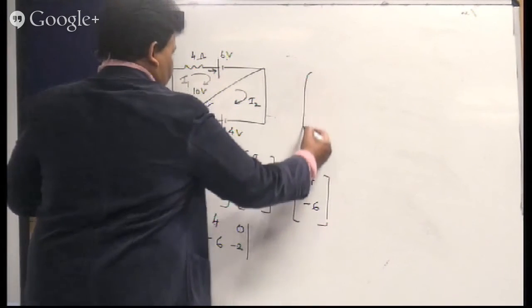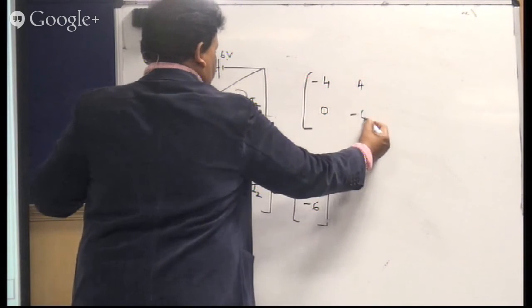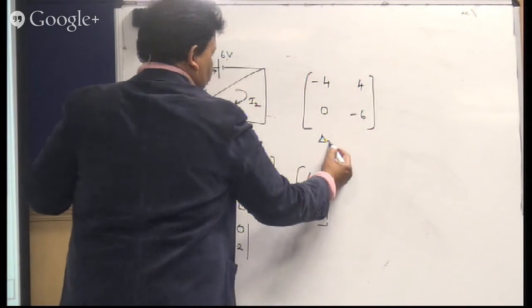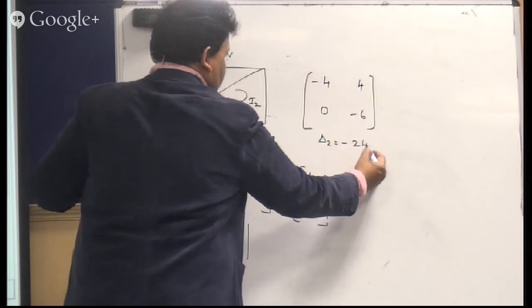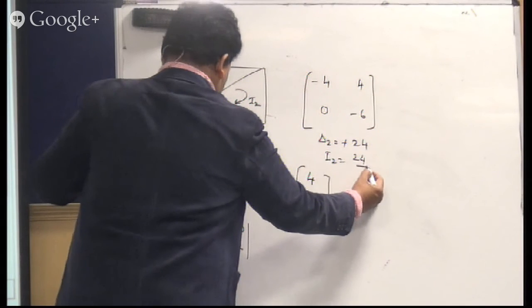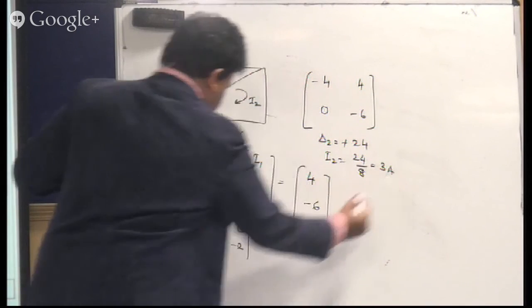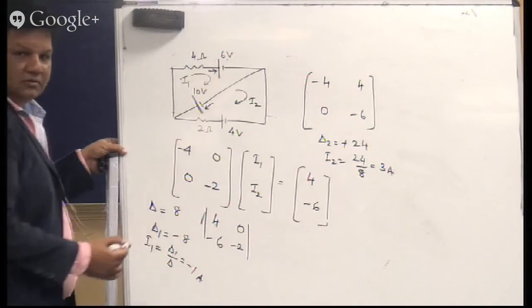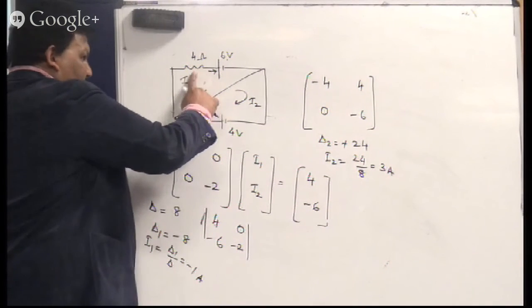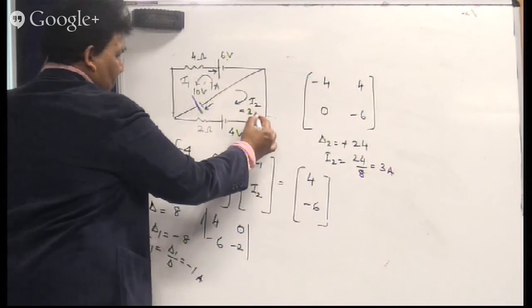किससे रिप्लेस करूं? -4 0 4 -6. कितना? -24. I2 will be 24/8. How much? So this is 3 amperes and this is, आप जानते हैं मतलब क्या हुआ? The current is flowing like this. This is 1 ampere and the current is flowing like this.